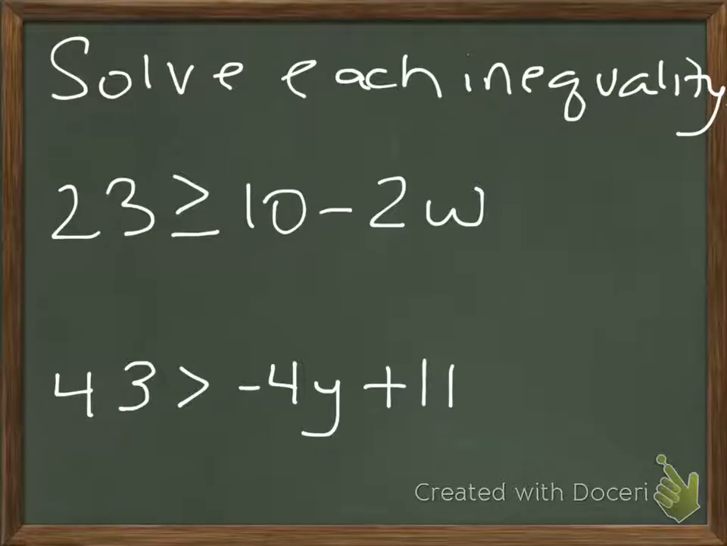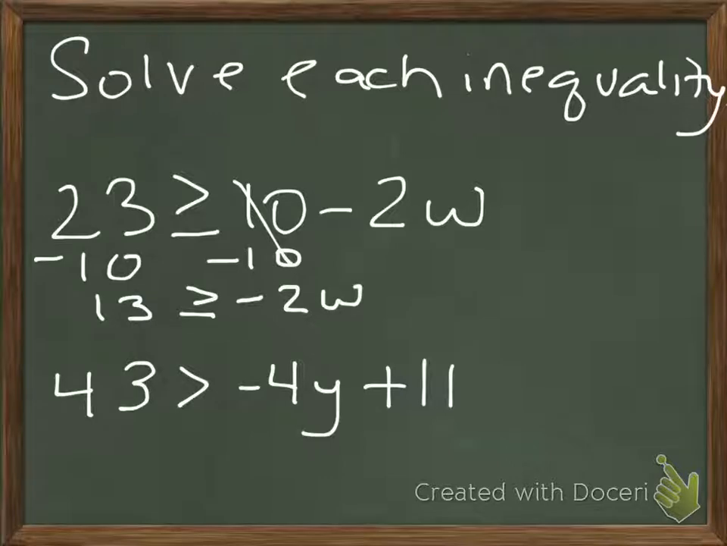So for the first one, we're going to try to get W by itself. On the side with the W, we look at the 10. We need to cancel out the 10 by subtracting. Whatever I do to one side, I do to the other. So I subtracted by 10. I keep the symbol the same, and then I'm bringing down a negative 2W. Then to get W by itself, the opposite operation would be to divide by negative 2. Since I divided by negative 2, I'm going to flip the symbol.